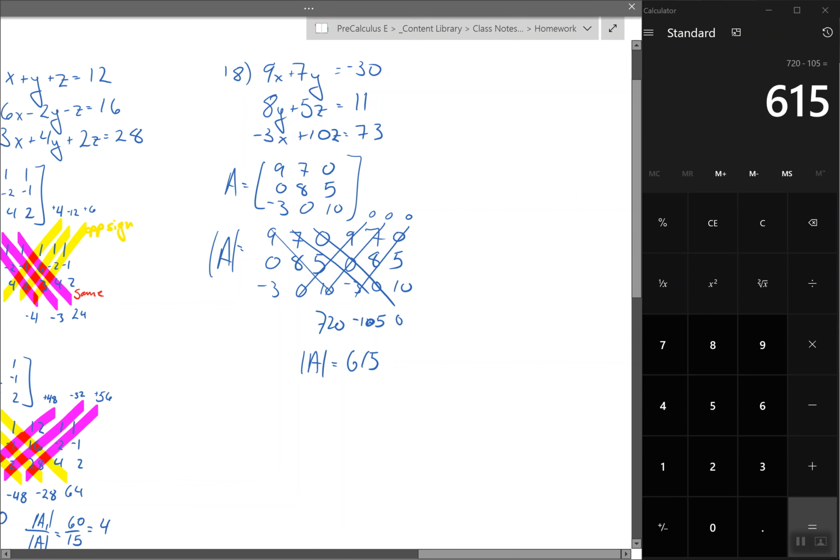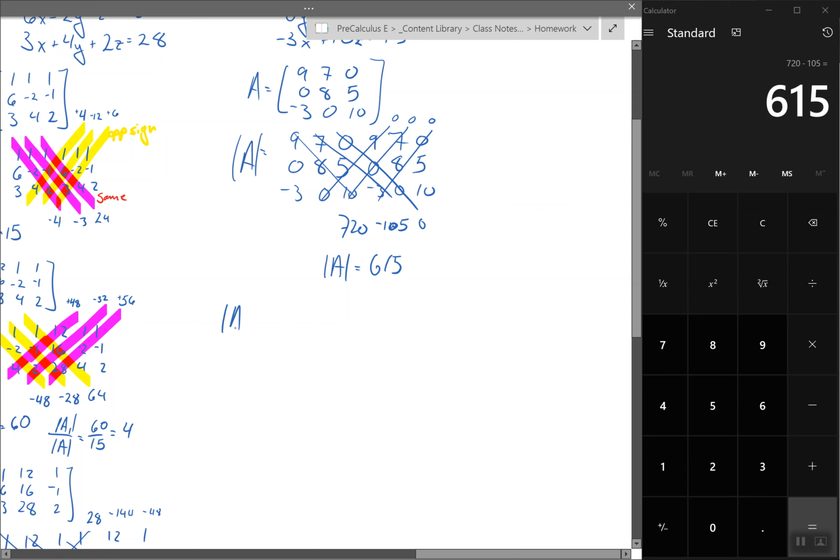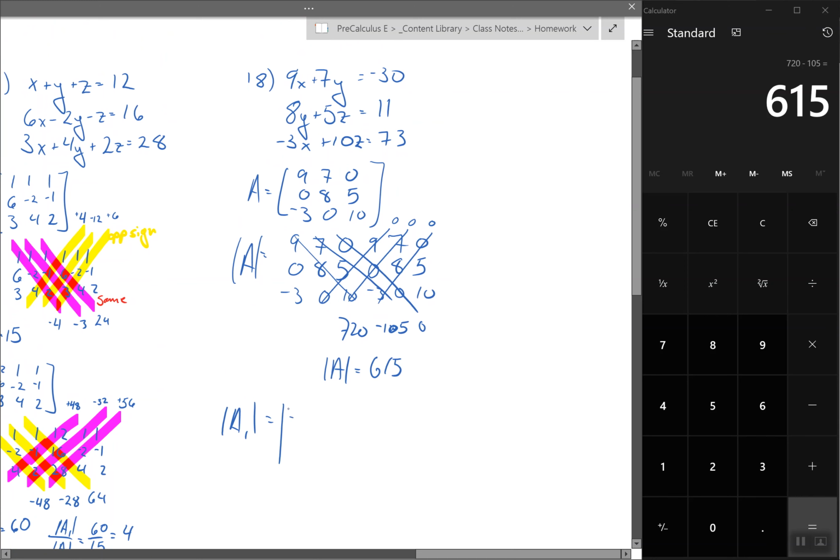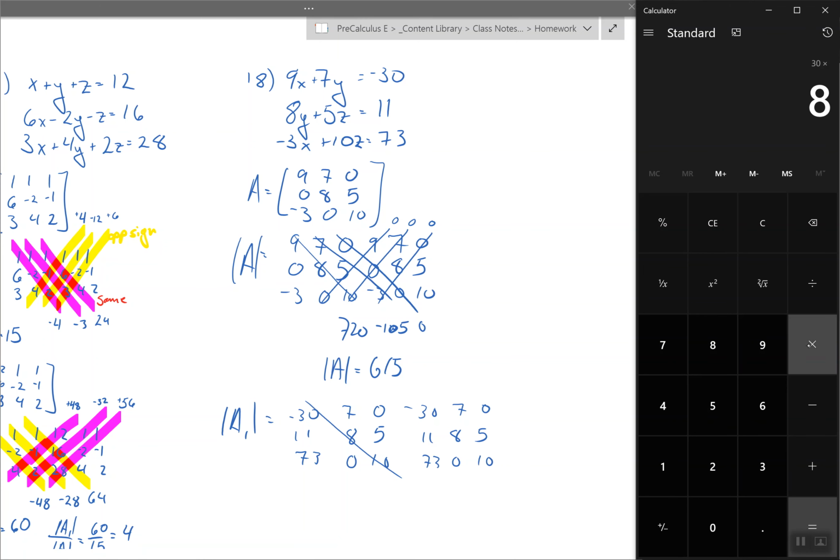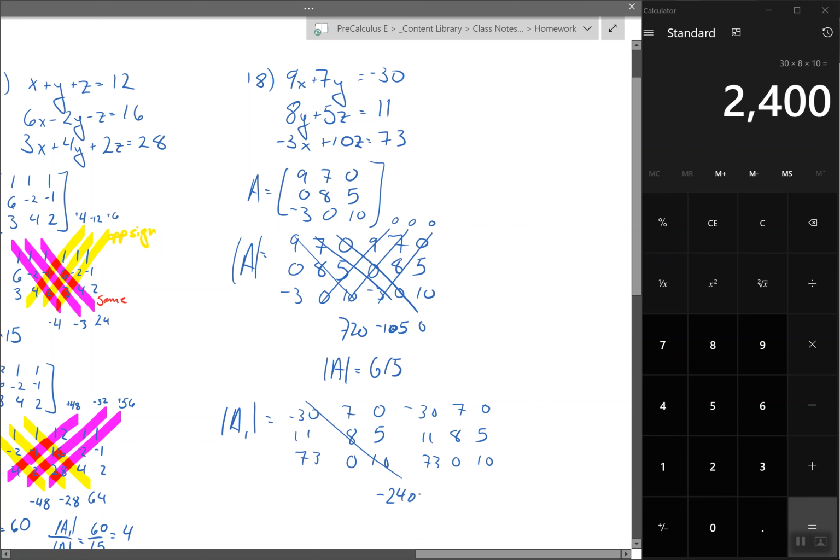But everything's written in the correct spot. So let's take a look. A sub 1, we're going to replace this with negative 30, 11, and 73. And I'm just going to go ahead and save some time and not rewrite the matrix. So our middle will be 7, 0, 8, 5, 0, 10. So we have negative 30 times 8 times 10, so that's negative 2400. Okay, so that 615 is not looking too terrible now.